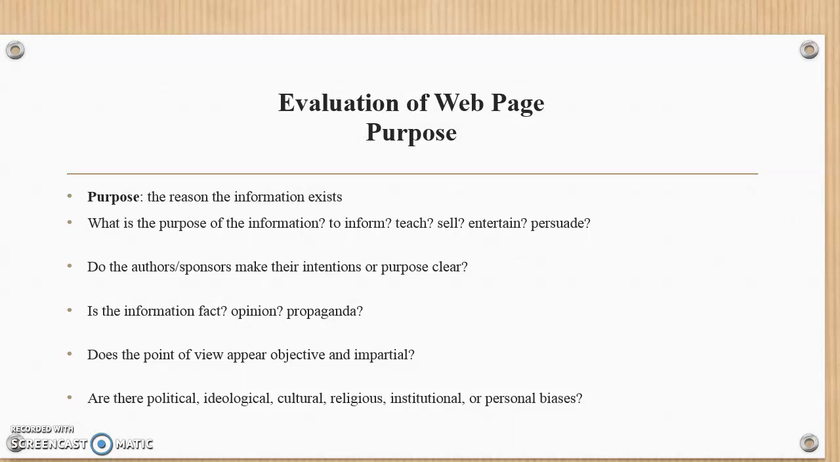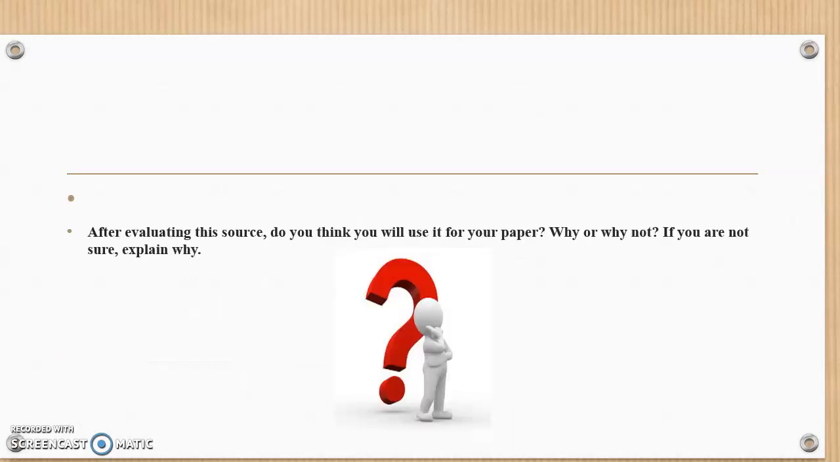As you evaluate the web page, we use the acronym CRAP: currency, relevance, accuracy, authority, and purpose. In each of the areas, you need to write 3 or 4 lines in terms of evaluating your web page.